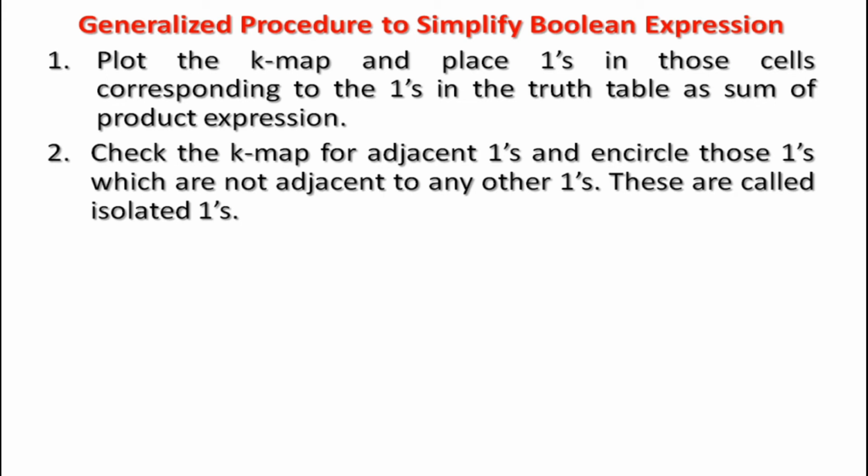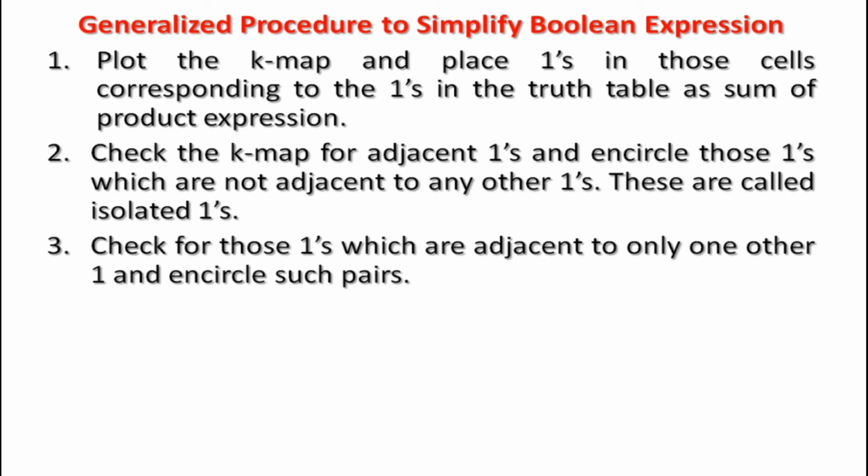The second procedure is to check the K-map for adjacent ones and encircle those ones which are not adjacent to any other ones. If there are no ones found in a cell adjacent to each other, we call that cell, which contains a one, an isolated one. So we have to encircle those ones which do not have any adjacent ones. Such cells are also called isolated one cells.